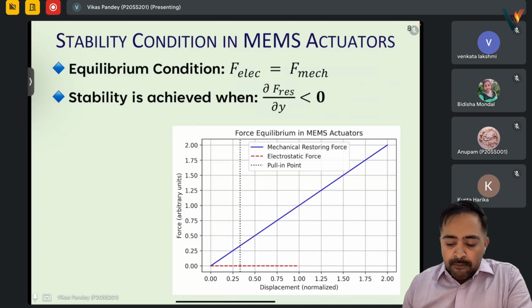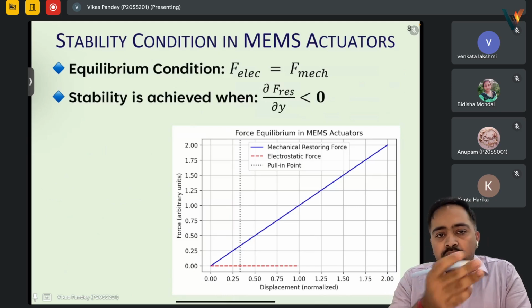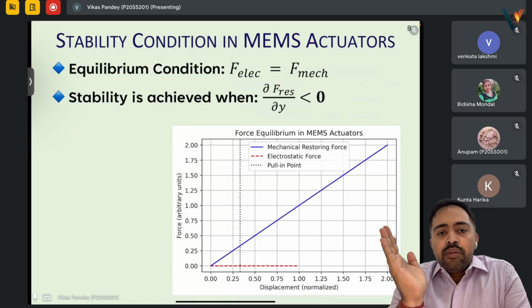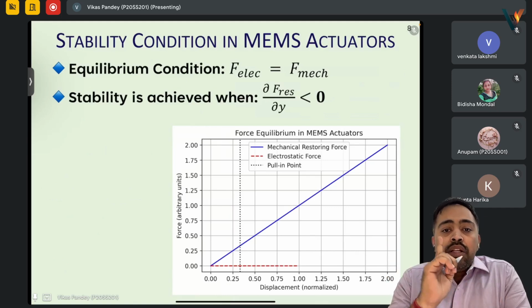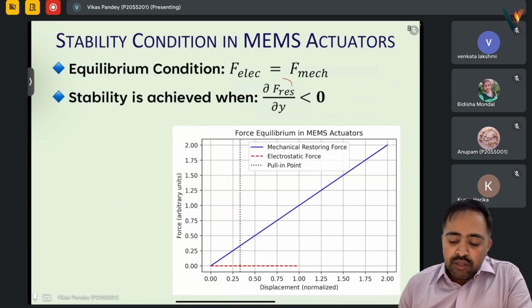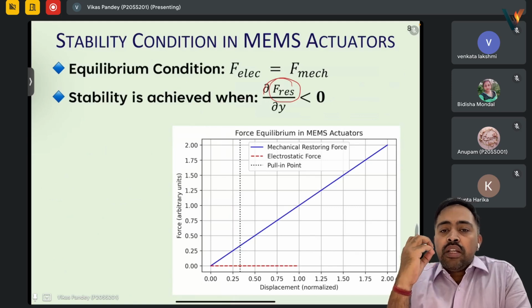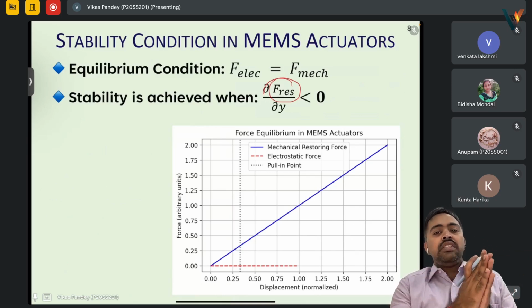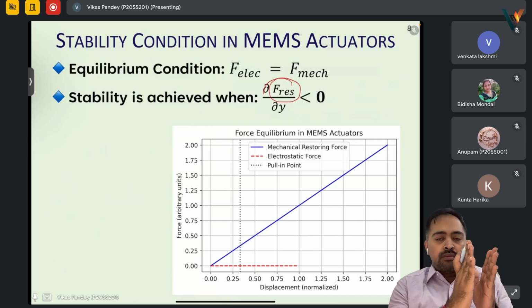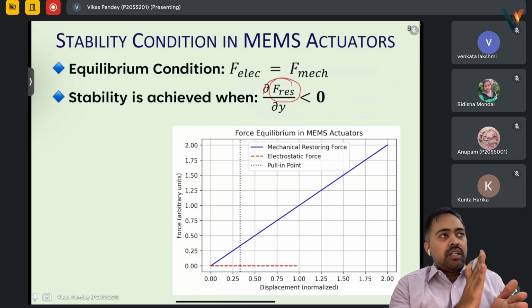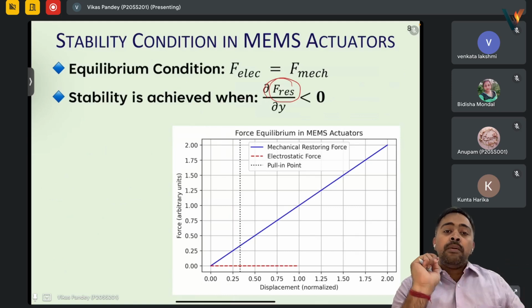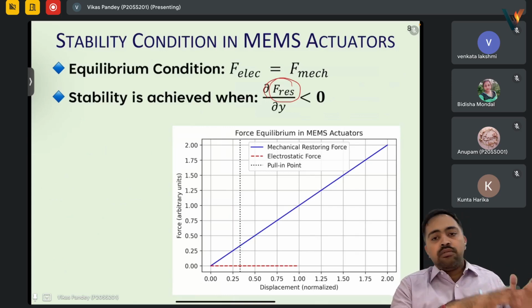Okay, so what is the stability? I said that electric force and mechanical force should be in equilibrium. That means the stability will be achieved when the restoring force is less than zero. That means the difference in force is nullified, and due to this there is no change in the restoring force. That means neither the electric field nor the mechanical field is changing.